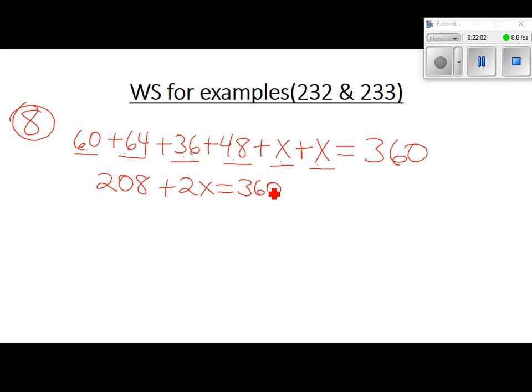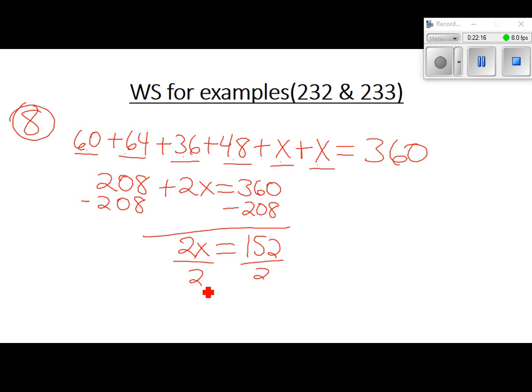What do I do next? Subtract 208. 152. That equals 2x. Now what? Divide by 2. x equals 76. Oops. Is that what they wanted us to find, was x? Is that all it said, was find x? Yep.